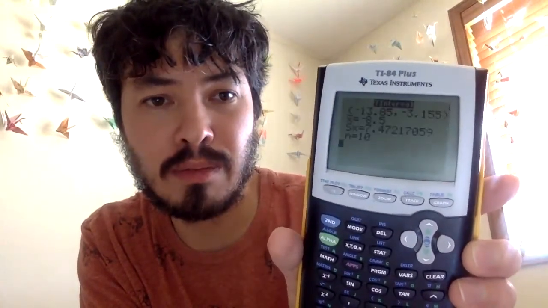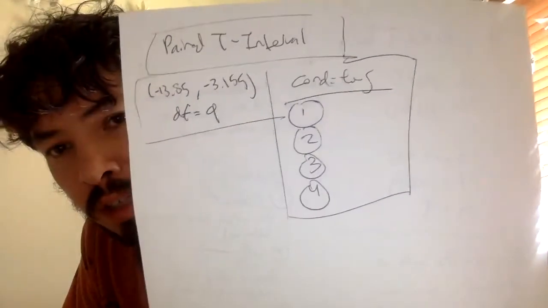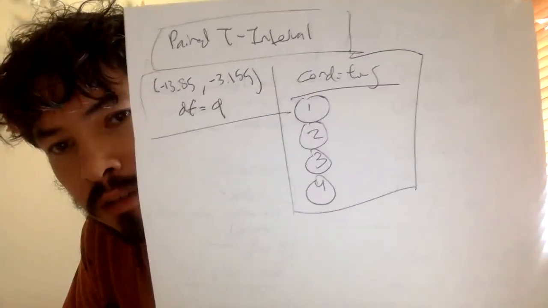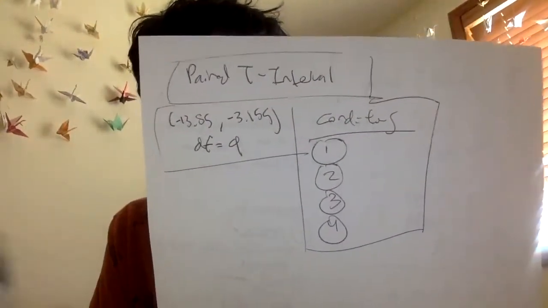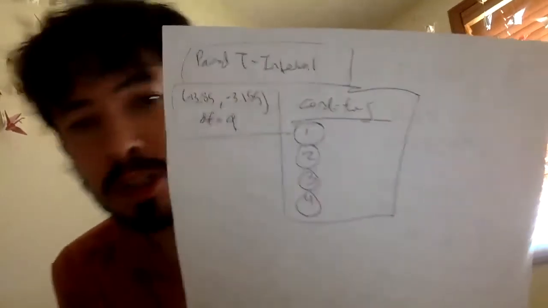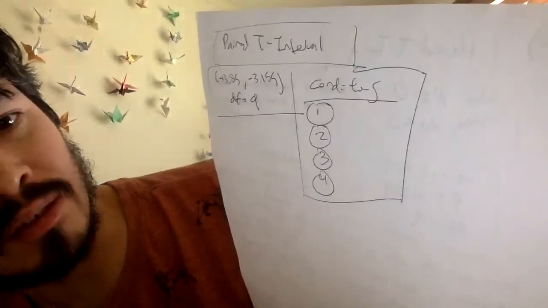And there's your interval: negative 13.85 to negative 3.155. And along with your interval, don't forget to put df equals 9. That is necessary. You are using the t model with 9 degrees of freedom. Don't forget that. Okay. And then you would say, we are 95% confident that the true mean of the differences, before minus after, of job satisfaction level for each worker is between negative 13.85 and negative 3.155.